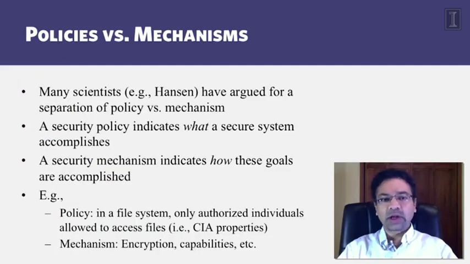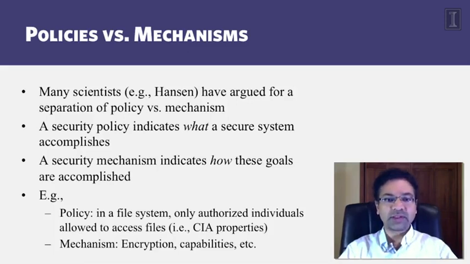So this difference between what and how can be laid out by differentiating between policy and mechanism. And this is one of the key concepts in distributed systems as far as security is concerned. This is very important for us to understand. This has been advocated by many scientists and is actually used by secure systems today to differentiate between what and how. A security policy indicates what a secure system wishes to accomplish. Okay, so this is typically a human level goal of what you want the system to be secure against and how you want it to be secure.